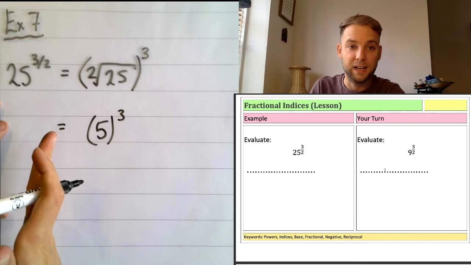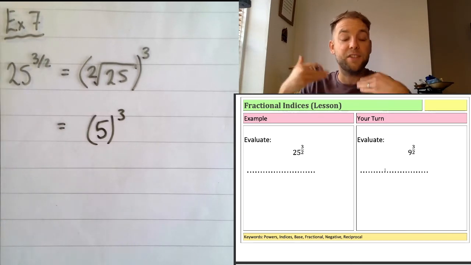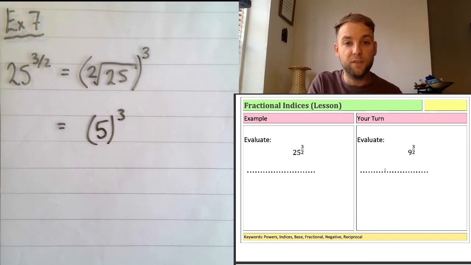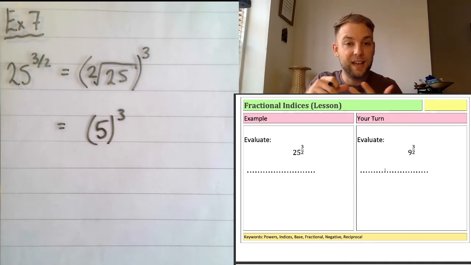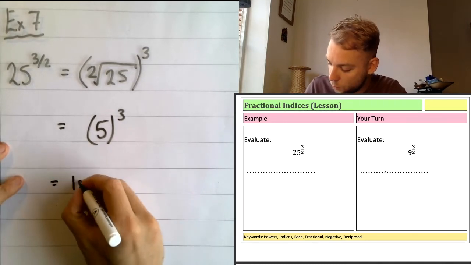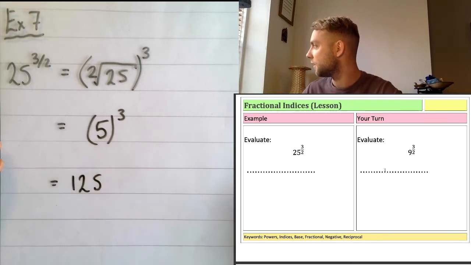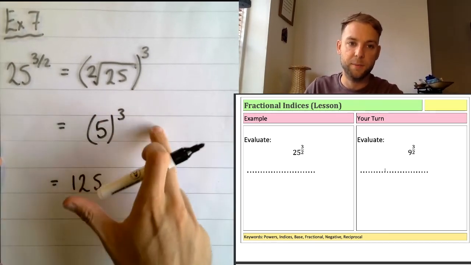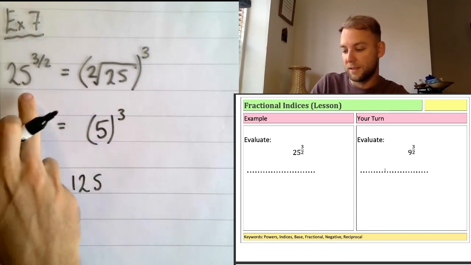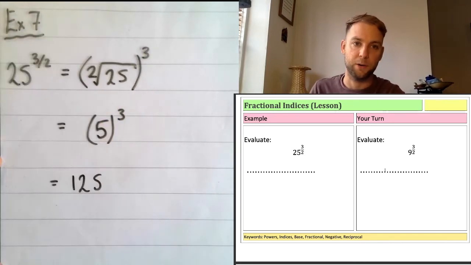So we've done the inside, and now we just need to do 5 to the power of 3. You can look at your notes if you're not sure on what your squares and your cubes are. So 5 to the power of 3 is 5 times 5, which is 25, times by 5, which is equal to 125. Brilliant. So the square root of 25 is 5, 5 to the power of 3 is that. The bottom is the root, top is the power.